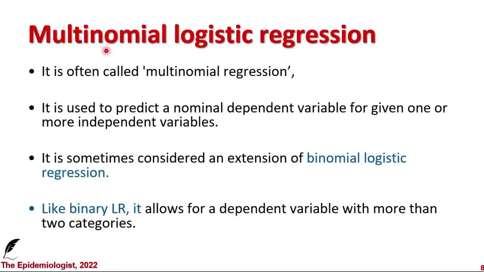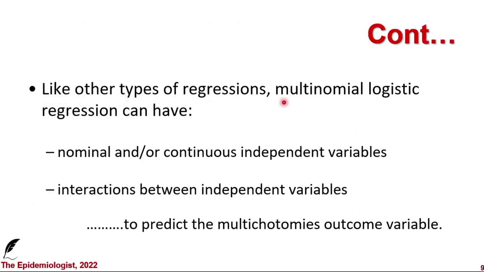What is a multinomial logistic regression? Multinomial logistic regression is often called multinomial regression. It is used to predict a nominal dependent variable from 1 or more independent variables. It is sometimes considered an extension of binomial logistic regression. It allows for the dependent variable to have more than 2 categories, but not ordered forms like in ordinal regression. Like other types of regression, multinomial logistic regression can have nominal and/or continuous independent variables. It may include interactions between independent variables to predict the multichotomous outcome variable.